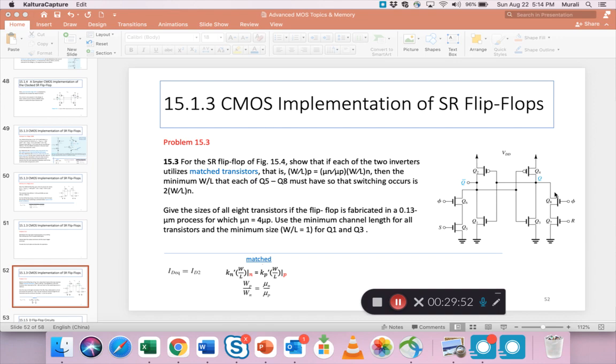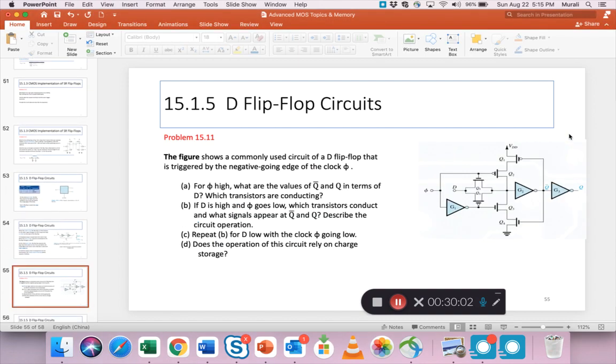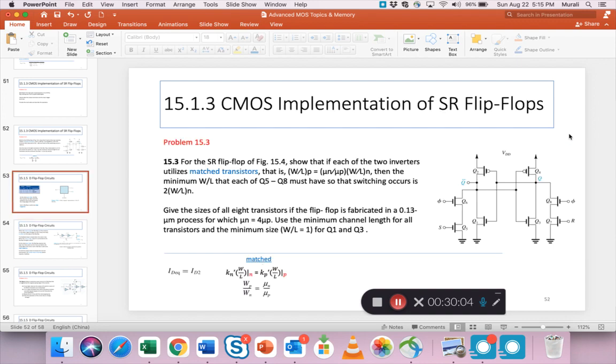We come to one more example. Let's see, how many more do we have? So we have this, then we have one problem on D flip-flops, and that should be it. Okay. So here, this is a problem from the back of the chapter, problem 15.3, and is pretty much similar to what we have seen previously. So there's not a whole lot that's going to be new.